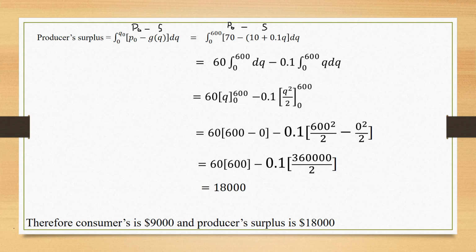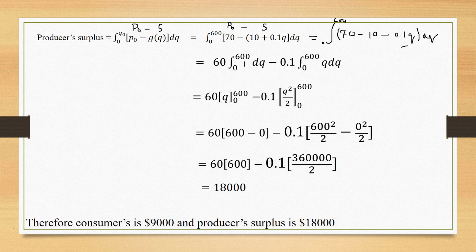The value of P naught is 70, so it becomes the integral from 0 to 600 of 70 minus 10 minus 0.1 Q, D of Q. Here 70 minus 10 becomes 60, and here is 0.1 Q. Now 60 moves outside, leaving only 1 inside the definite integral from 0 to 600, minus the coefficient 0.1, which moves outside, with the definite integral from 0 to 600 of Q D of Q.